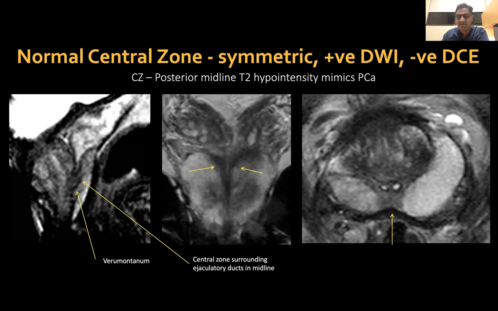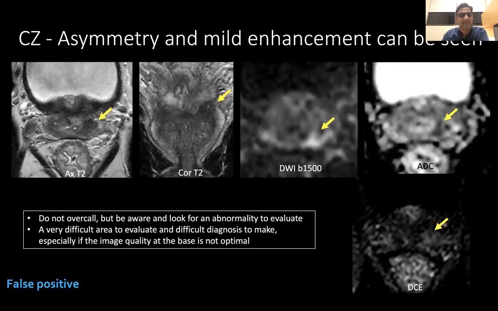And but it's typically negative as well. And so as we go higher up at the base, one of the things when we talk about central zone, we talk about symmetry and asymmetry. And here we can see that there is a central zone that looks asymmetrically prominent on this side, and there is some restricted diffusion, and there is not much of an enhancement, very minimal enhancement here.